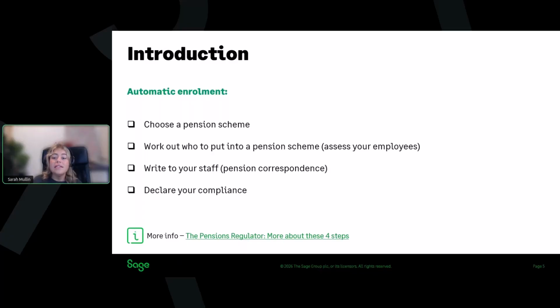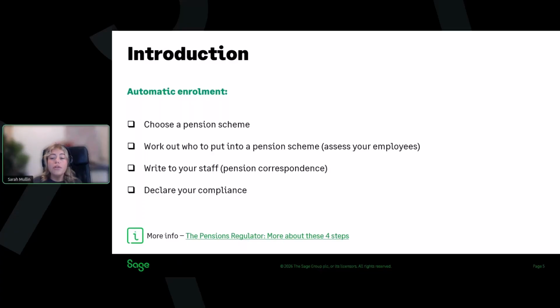Next is assessing your employees. You'll need to work out who to actually put into that pension scheme. That really means checking each employee's age and their earnings to determine their worker category and whether they're eligible for automatic enrolment or not. Now, we do have a separate webinar that will dive deeper into pension assessments and worker types and things like that. So if you are interested, definitely get signed up for that one as well.